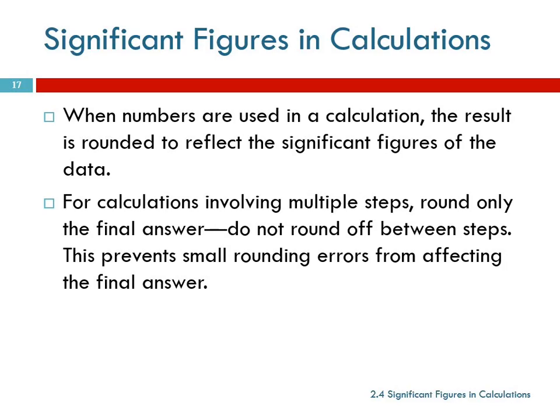Sometimes calculations have multiple steps. You have to add these 2 things, and you take that result and you multiply it by something else. When we have multiple steps, we do not want to round off until we get to the final answer. If you round each individual step, you're going to introduce error into your calculation.